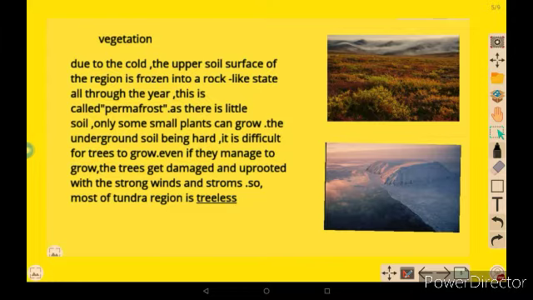Okay, so this is called permafrost. What is permafrost? We can get a question like this, so let's conclude it again. The permafrost is the upper soil surface of the tundra region. It is frozen in a rock-like state all over the year, so it is called permafrost. You can write it like this also.